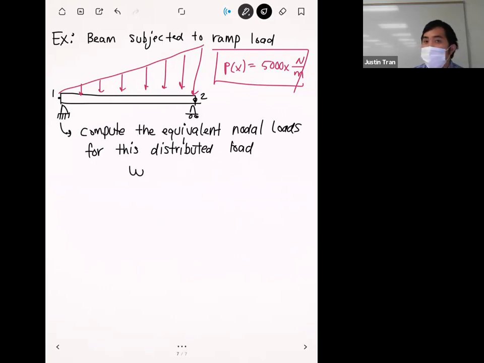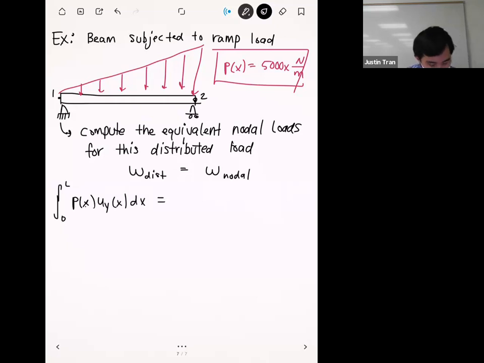When we have a distributed load like this, we're going to set up an equal sign. We're going to say that work distributed is equal to work nodal. Let's plug in our expressions. For work distributed, we have the integral from 0 to L of p of x, uy of x, dx. This is going to be equal to f1y u1y plus m1 theta 1 plus f2y u2y plus m2 theta 2.